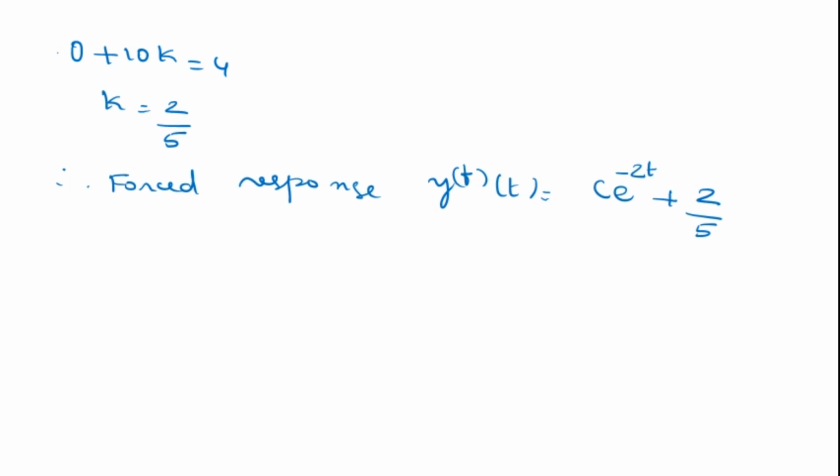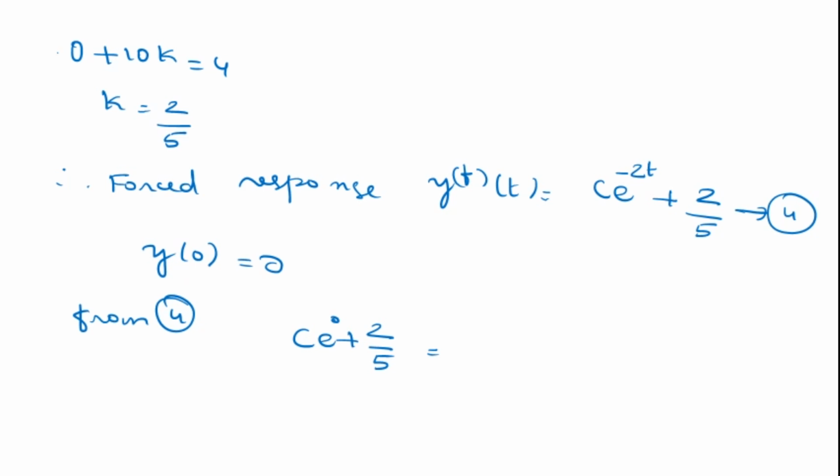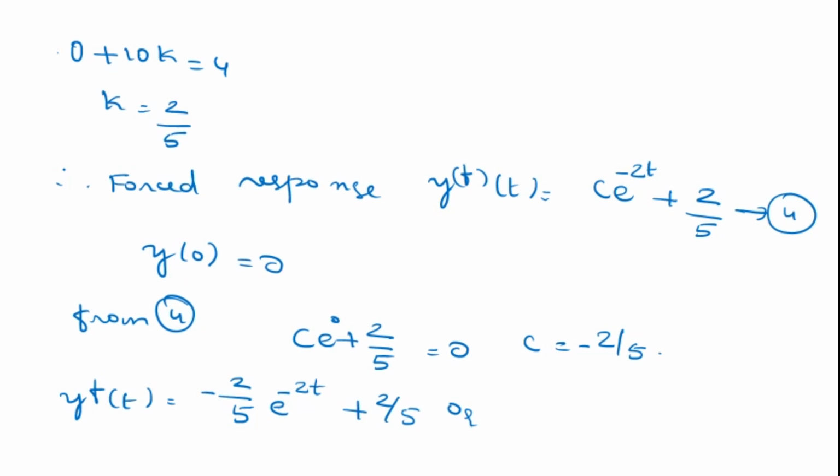Then, to find the forced response, we have to assume the initial condition y(0) = 0. We call it equation number 4. Then, from equation number 4, we get c e^0 + 2/5 = 0, or c = -2/5. Then y_f(t) = -2/5 e^(-2t) + 2/5, or 2/5 if I take outside (1 - e^(-2t)), where t is greater than or equal to 0.